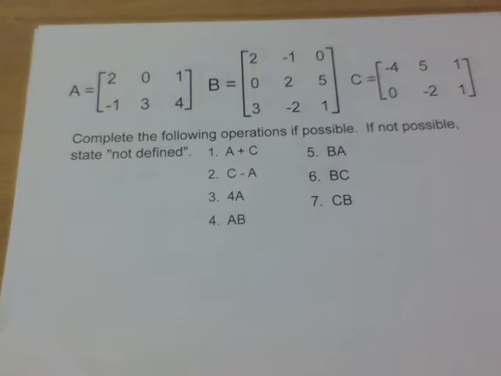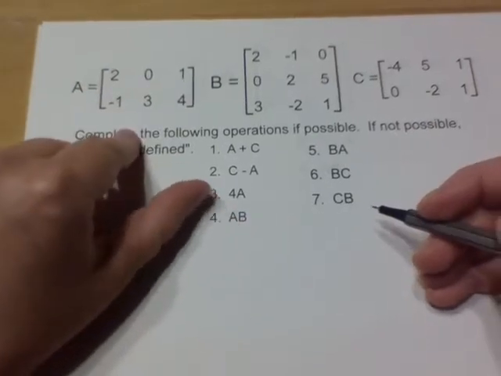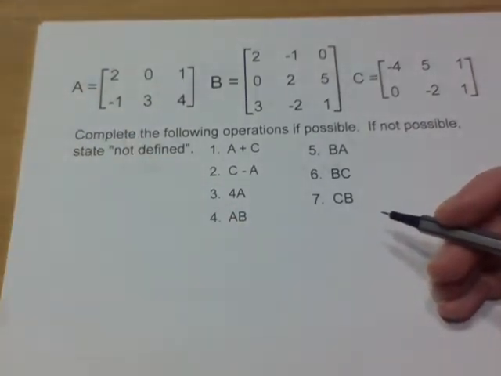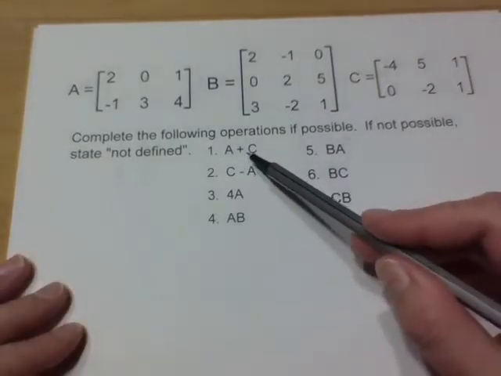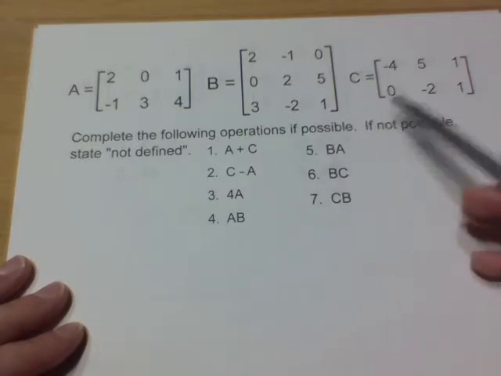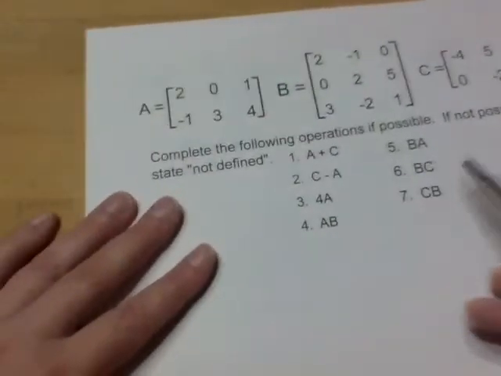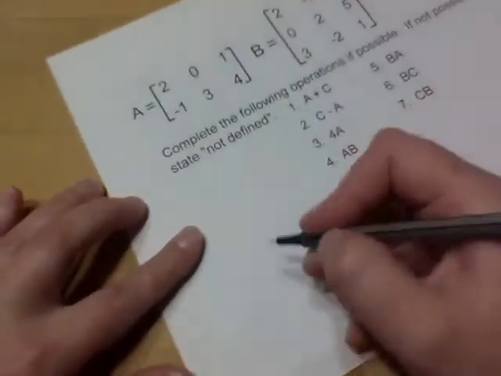So we're going to go ahead and complete these if we can. So notice that A is this rows by columns, so 2 by 3. And this is also a 2 by 3. And so if you are adding, you can in fact add or in fact subtract things that have the same amount of elements. So we are going to take the A matrix and add it to the C matrix.